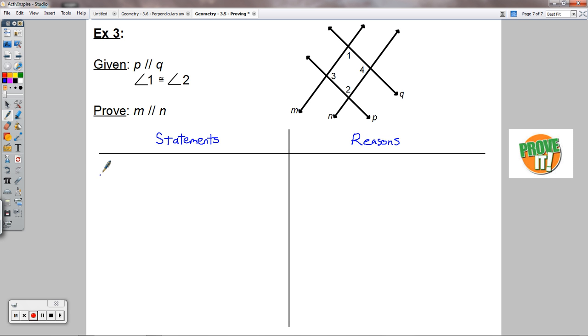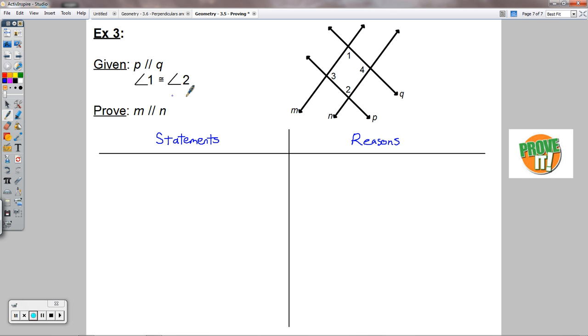All right. Statements. Example 3. What do we have going on here? Given to prove. We have a proof here. So I'm going to show you how we could prove, using a 2-column proof format, how we could prove that this would have to be true based on this given information.